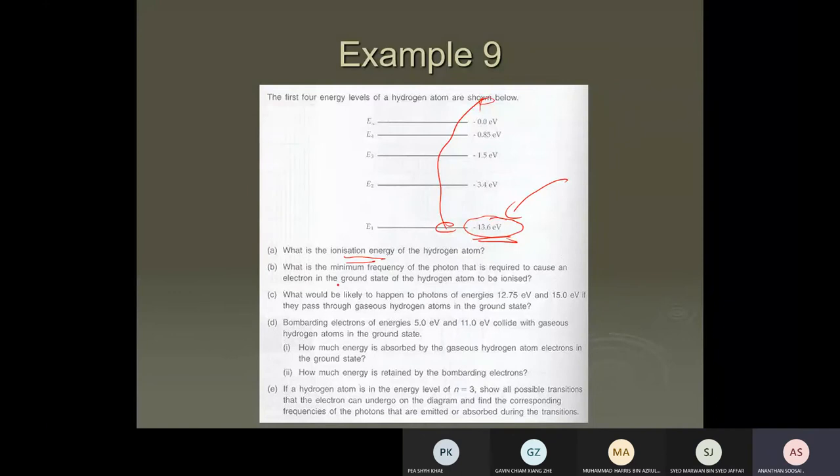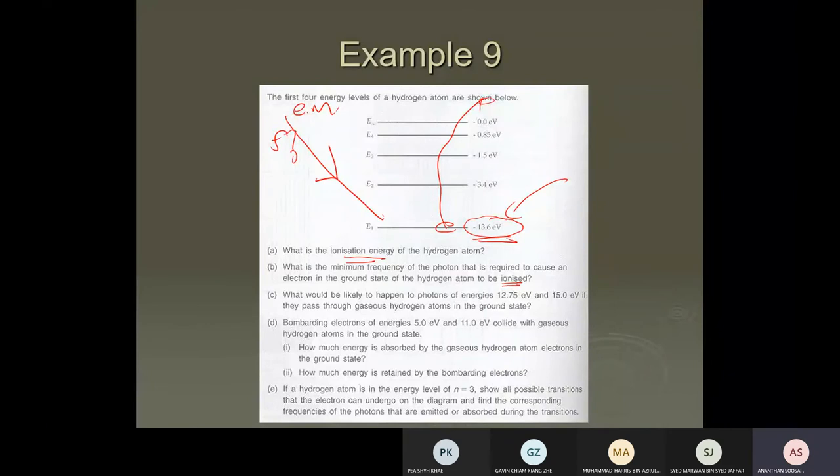Okay, B: what is the minimum frequency of the photon that is required to cause an electron in the ground state of the hydrogen atom to be ionized? So what frequency of EM radiation do you need to apply to ionize the electron?